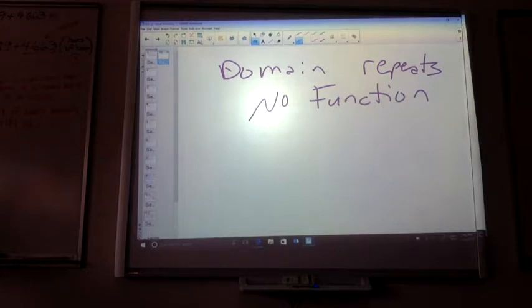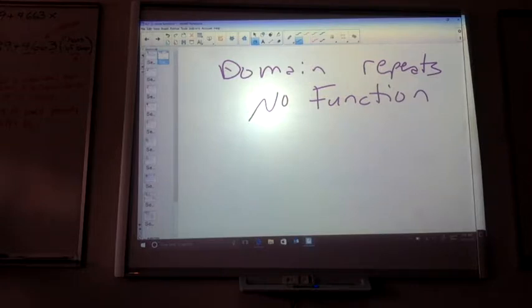But number 12, does it pass the vertical line test? Yes. Yep. So the ones that are functions are number 8, number 10, and number 12. Number 7, number 9, and number 11 do not pass the vertical line test. So they're not functions. Okay? Create a relation that is a function, you have all kinds of answers. As long as your x value didn't repeat, you did it correctly.